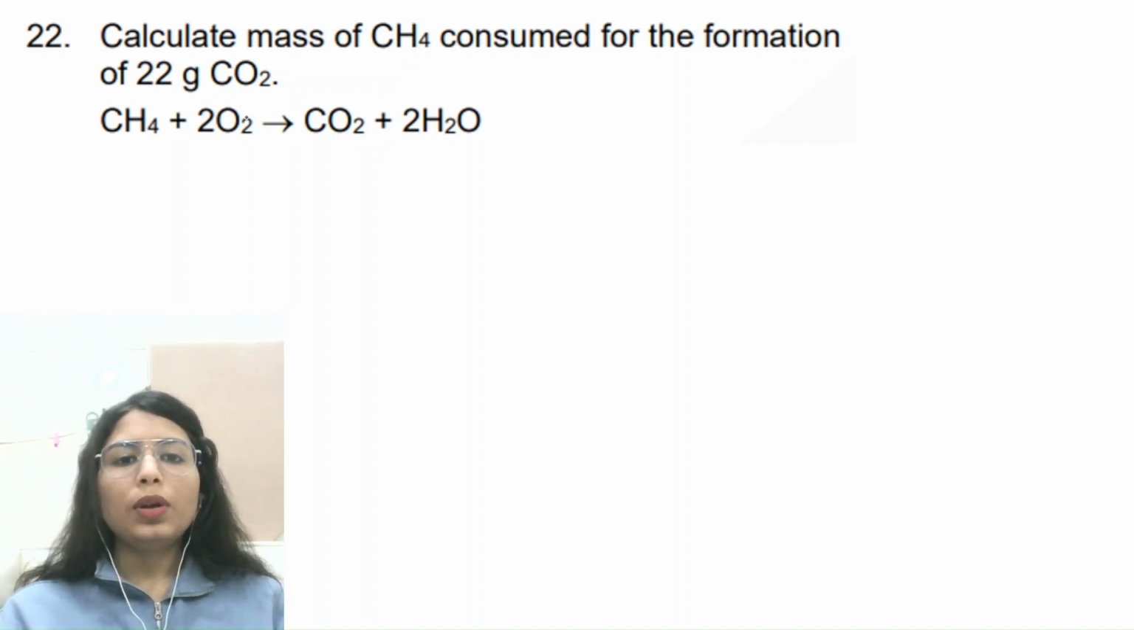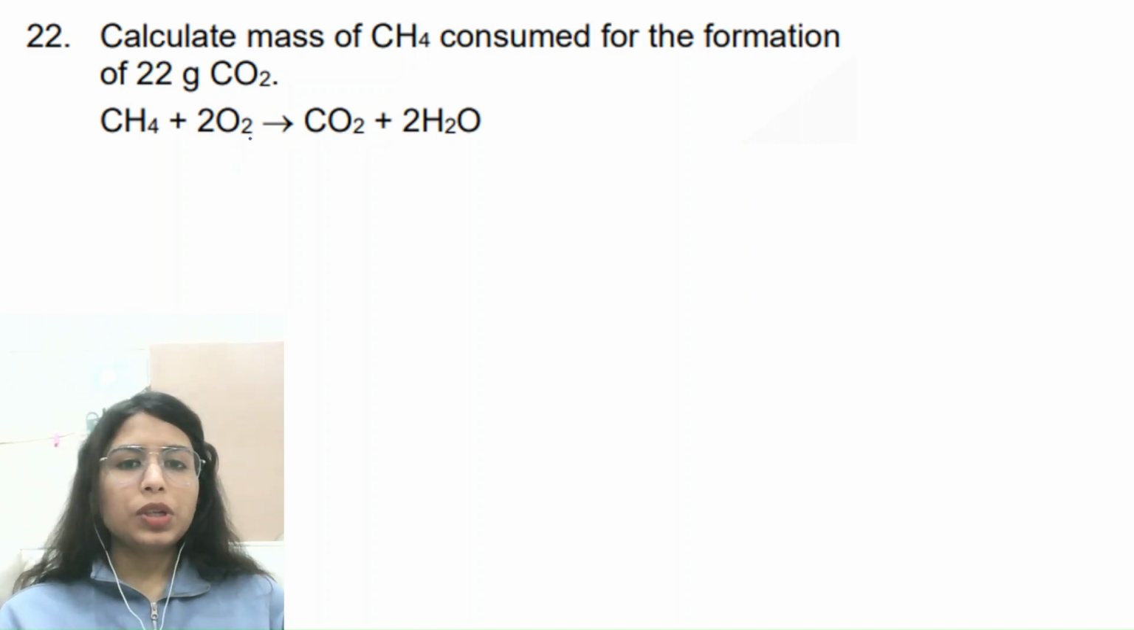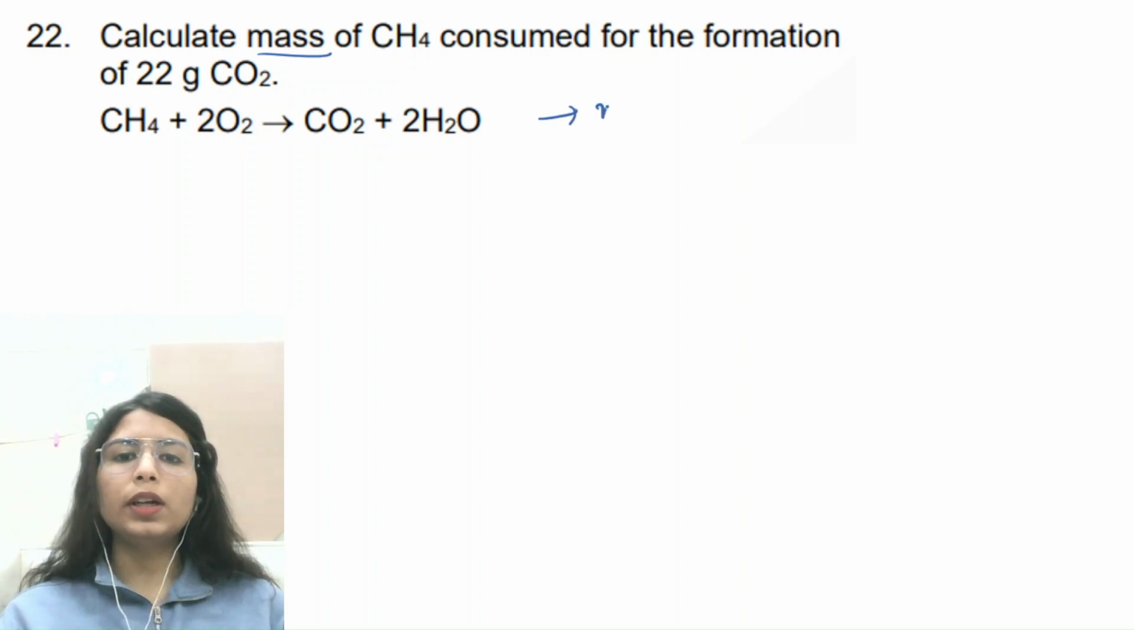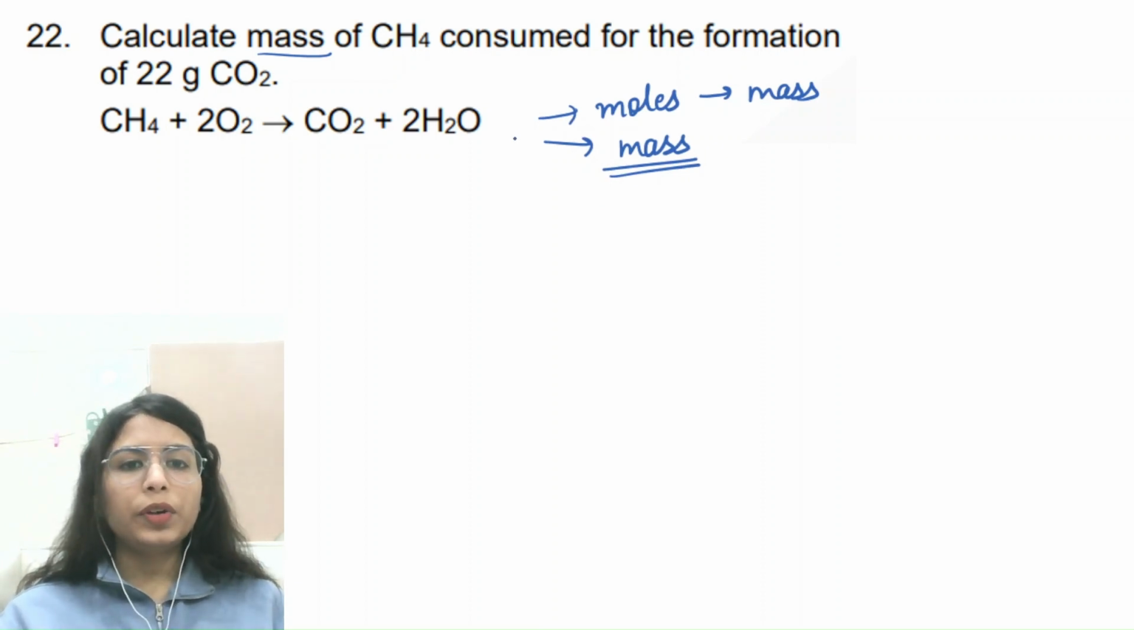It is asking you the mass of CH4 that is consumed for the formation of 22 gram of carbon dioxide. Since the equation is balanced, I have to report the mass, so I need not go into the moles. There are two methods to it. First, you do it in terms of moles and then convert it into mass. Second, you just report it directly in mass. You have to save your time also, so just use the unitary method over here.